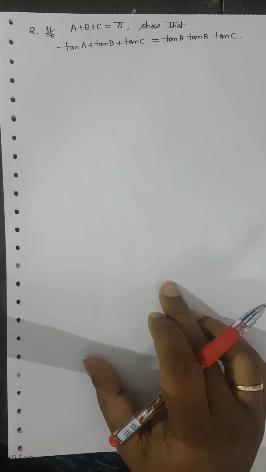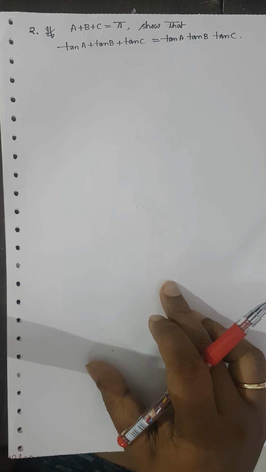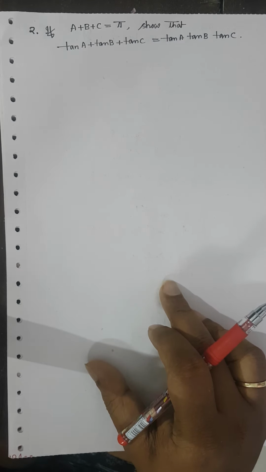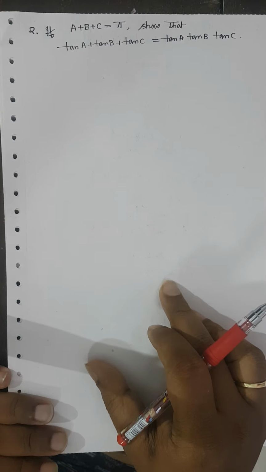Our second question is, if A plus B plus C is equal to pi, that is, the sum of three angles A, B, C is equal to pi, then show that tan A plus tan B plus tan C is equal to tan A tan B tan C. This formula is applicable for a triangle, because in a triangle the sum of the three angles is equal to pi. So this is applicable for any triangle.